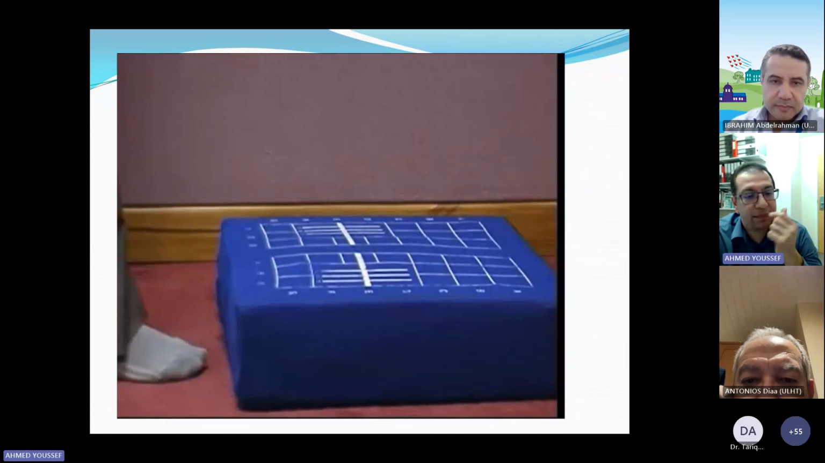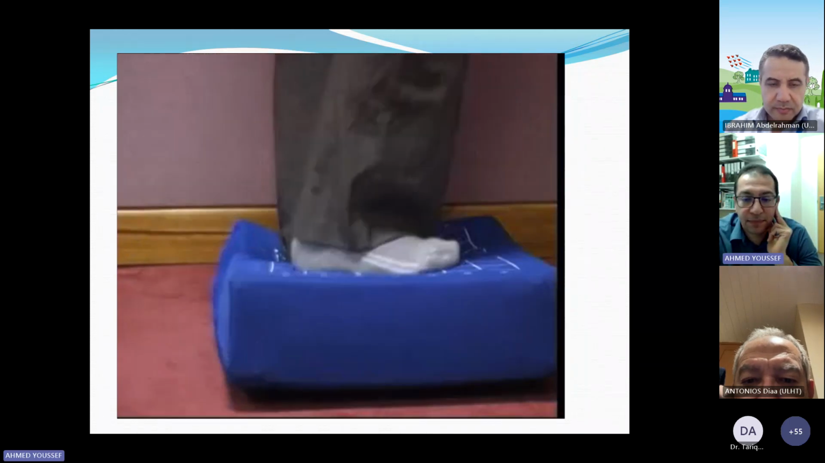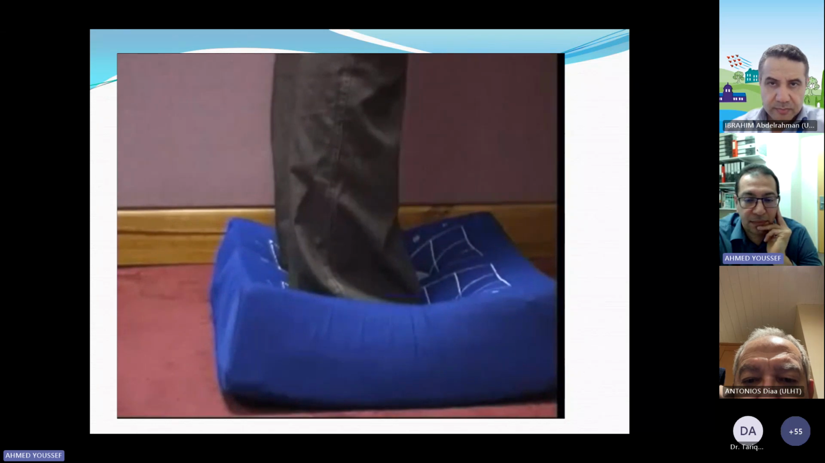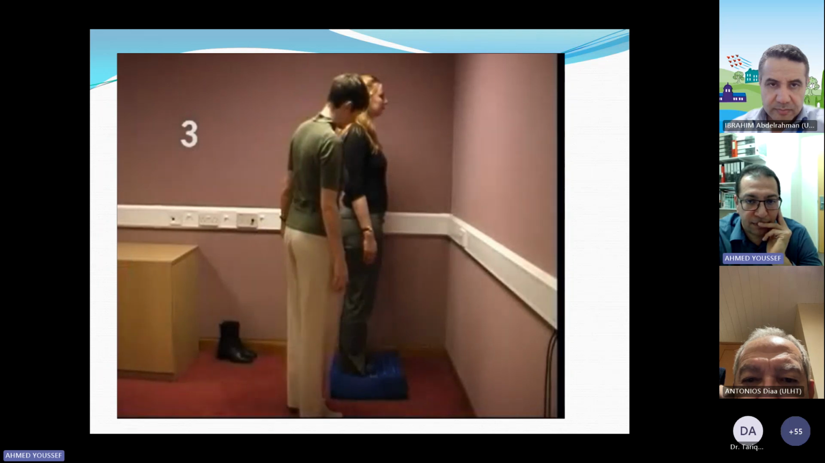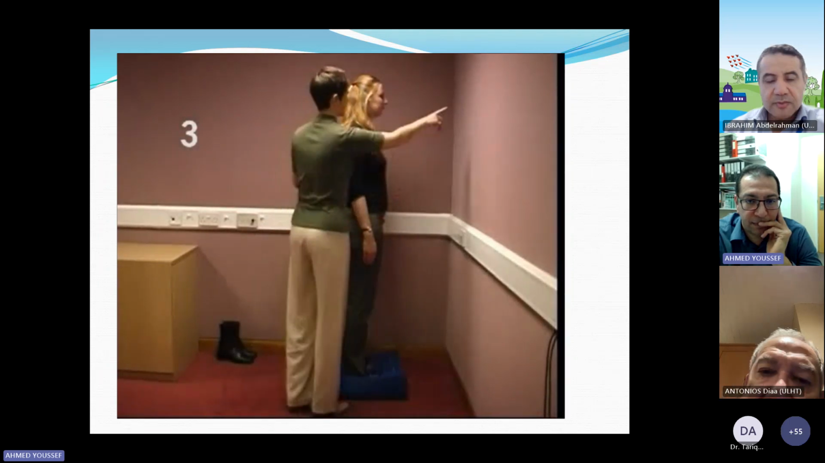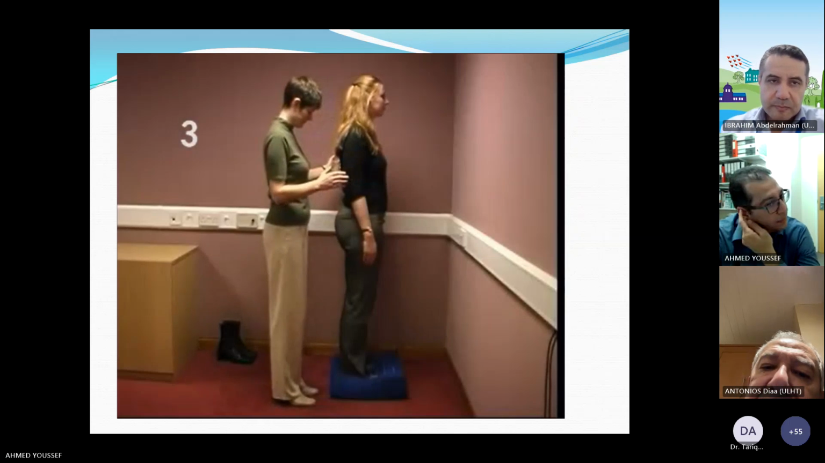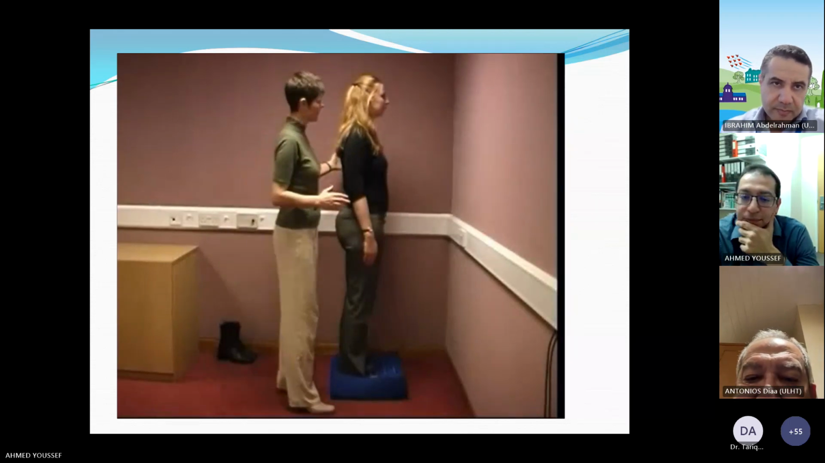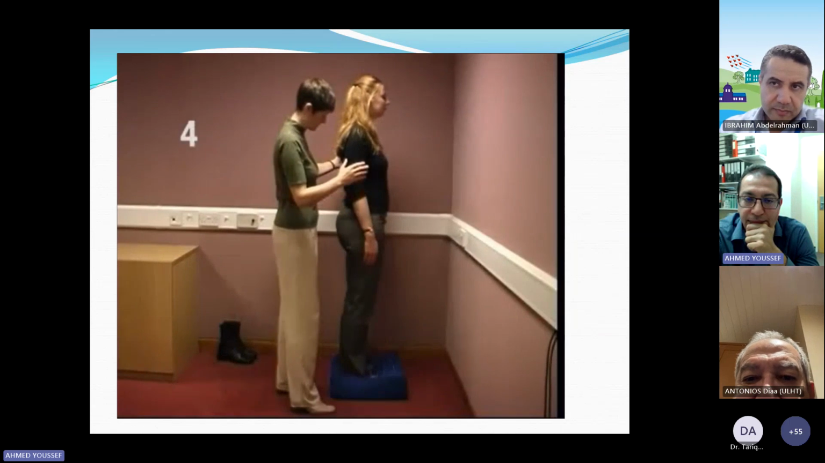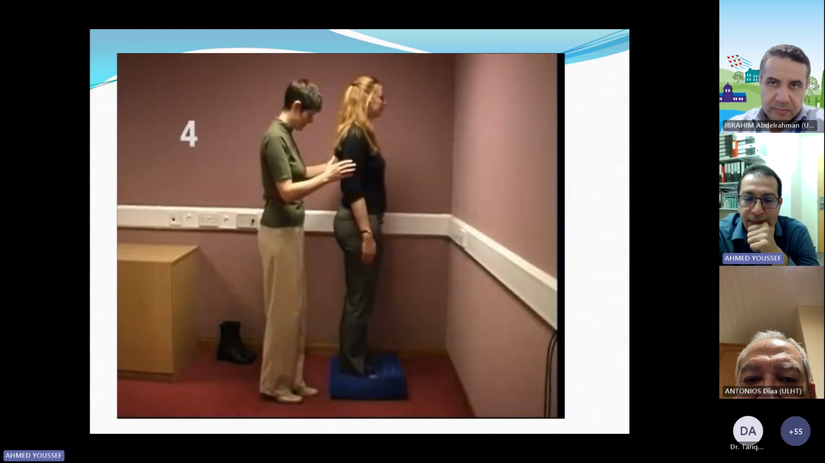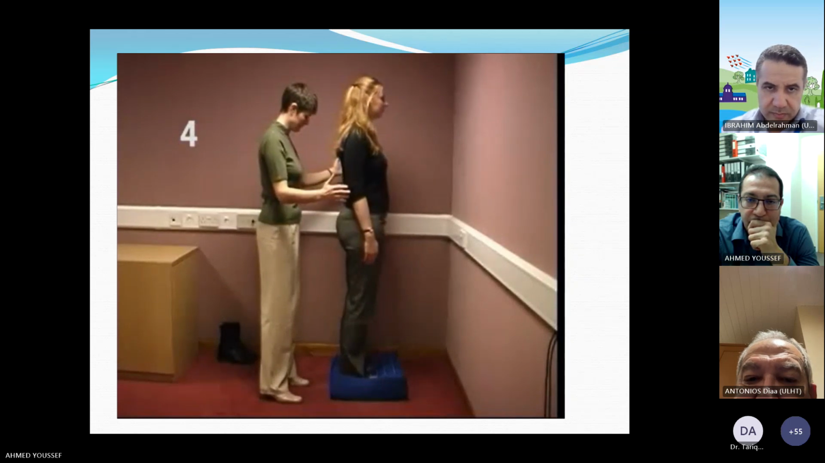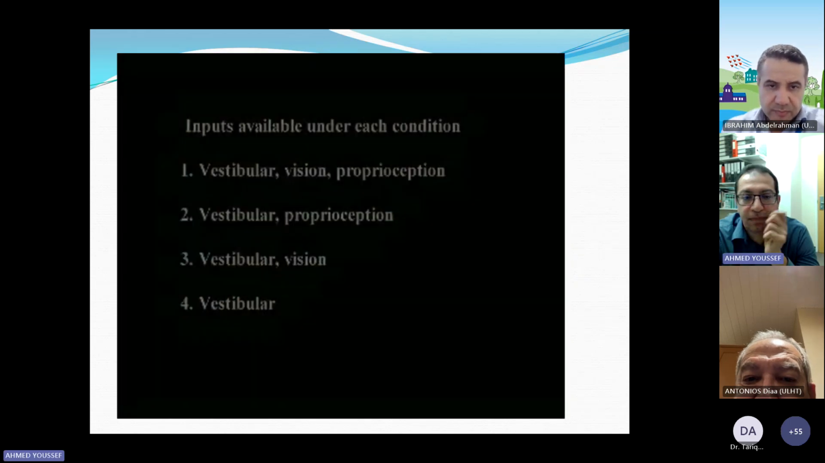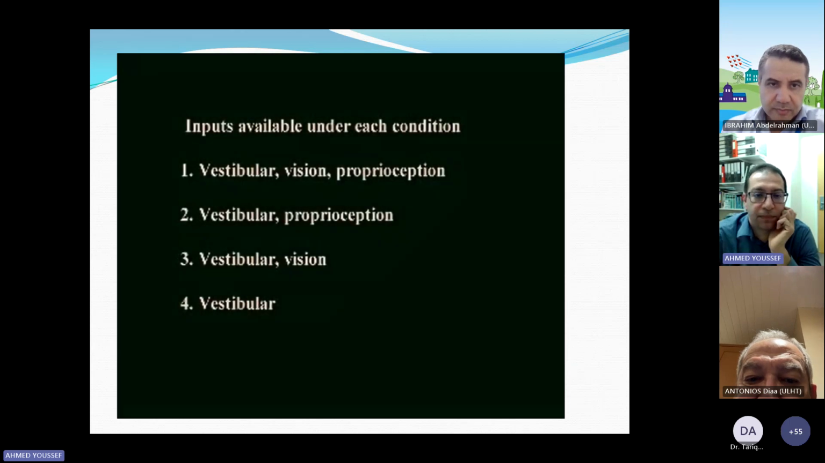The next condition involves making proprioceptive input less reliable. Foam is commonly used. Again, the patient is asked to stand as still as possible for 30 seconds, firstly with eyes open, then with eyes closed. This is quite difficult, even for those without a balance problem, so always make sure your patient is safe. Here, the pattern of performance across each condition will show which inputs the patient is able to use.